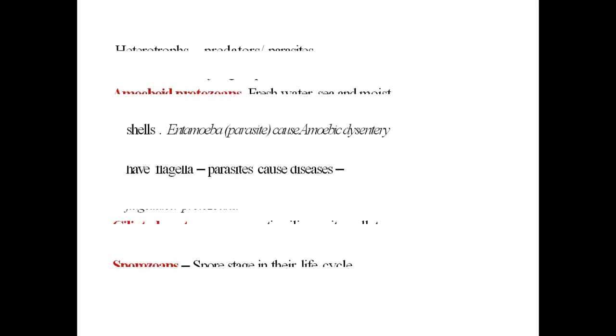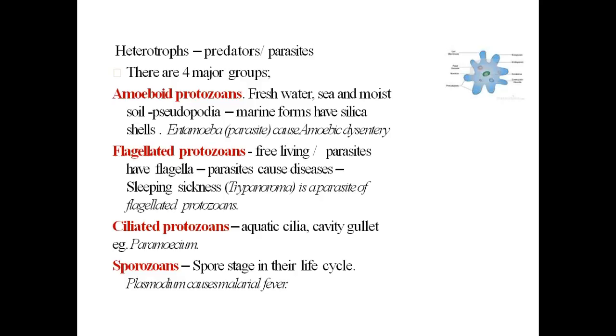Okay, now the final one is protozoans. All protozoans are heterotrophs and live as predators or parasites. They are believed to be primitive relatives of animals. There are 4 major groups of protozoans. The first one is amoeboid protozoans. They live in freshwater, sea and moist soil.